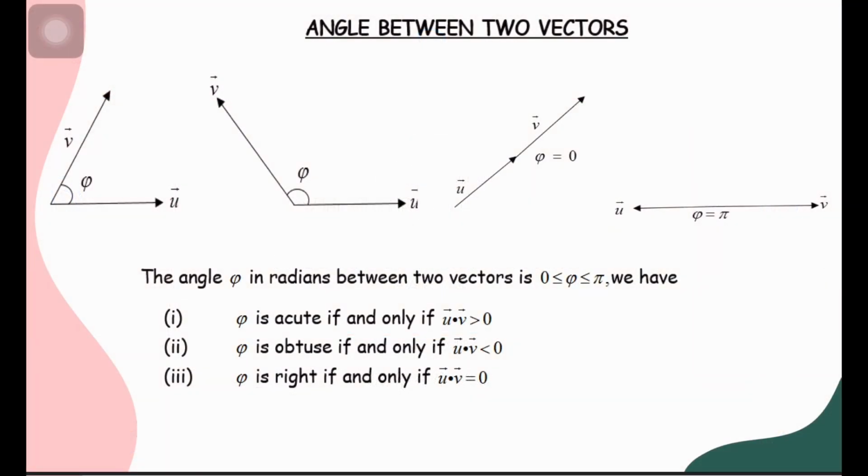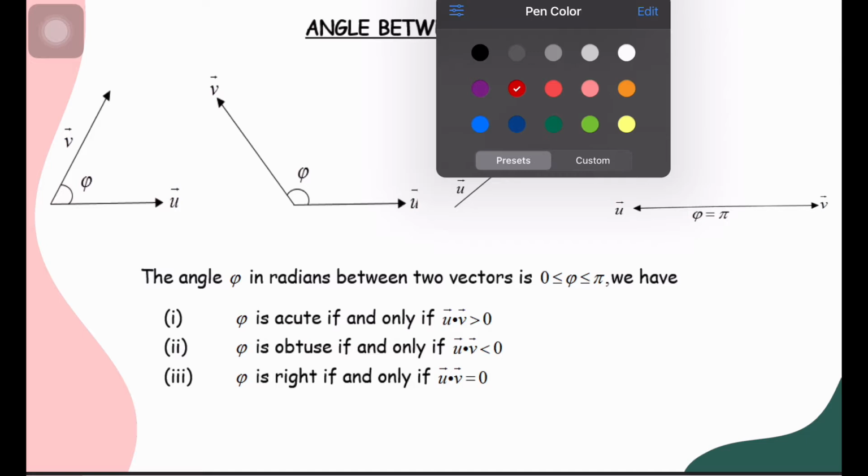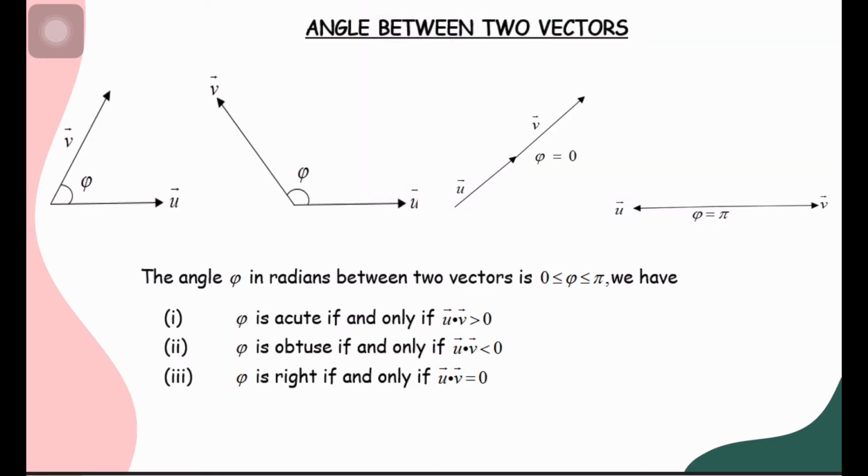Okay guys, so now we want to see about the angle between two vectors. Just a quick revision on what we have learned before. We have learned about the dot product, where we can find the dot product of vectors u and v by using the formula: component u1 times component v1, plus component u2 times component v2, plus all the components until you have the component un times the component vn. So this is how we find the dot product.